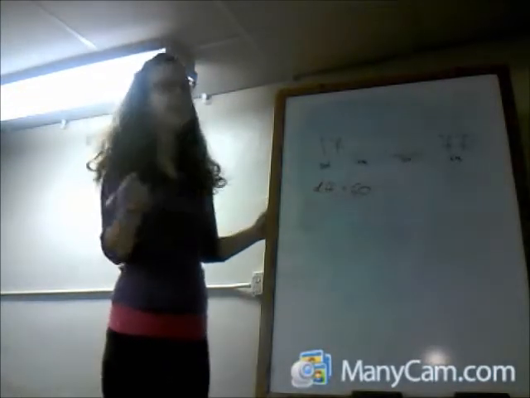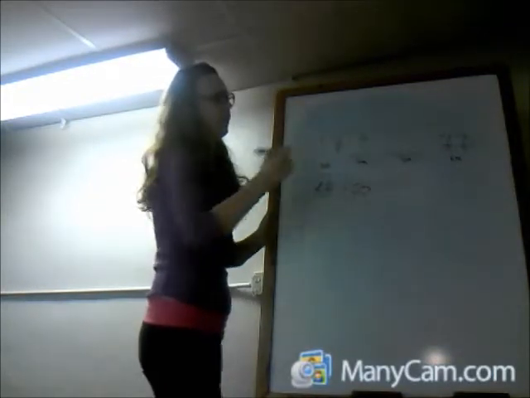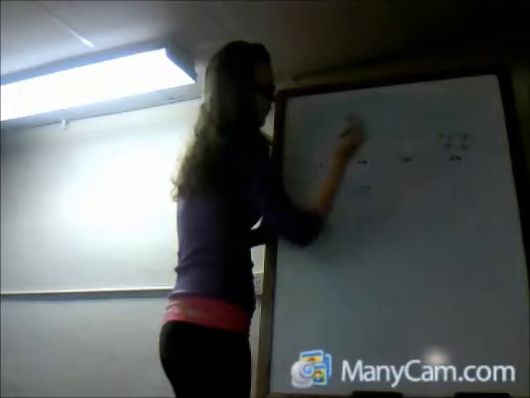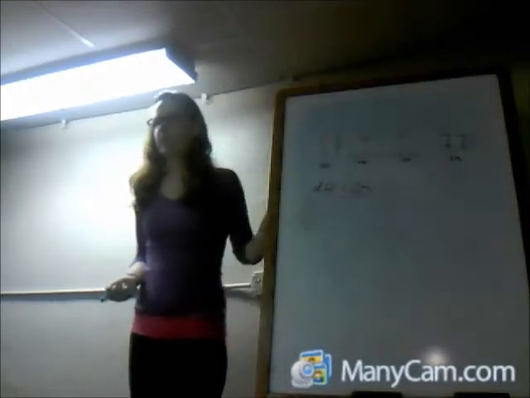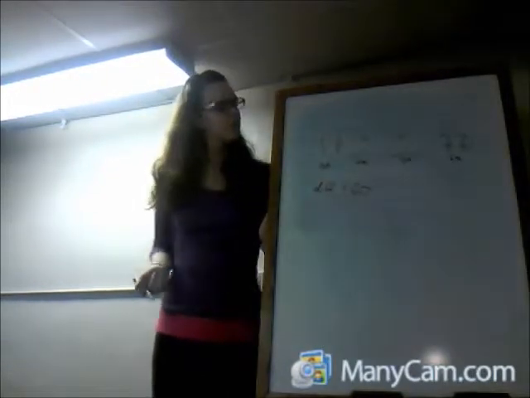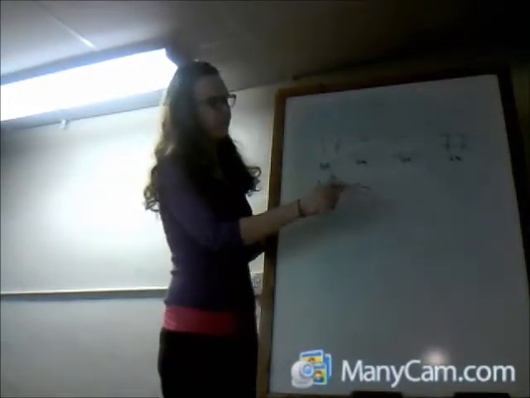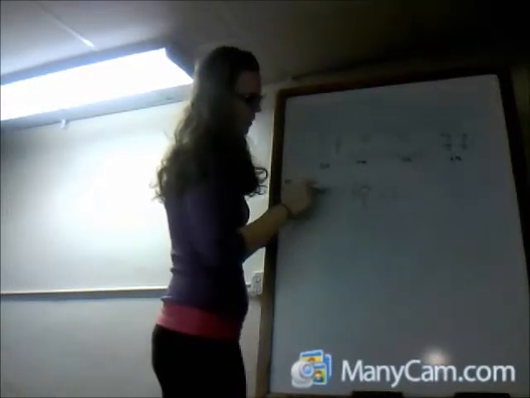Because to get from the 3rd to the 4th, we do 1 step. To get from the 4th to the 5th, we do 1 step. And to get from the 5th to the 6th, we do 1 step. So that's what's going on here. Okay, so we basically just do 60 divided by 3, and that's 20, right? So we're just adding 20 each time.